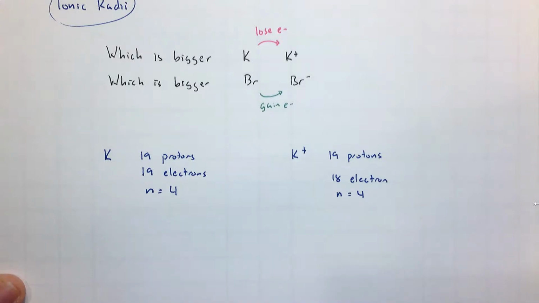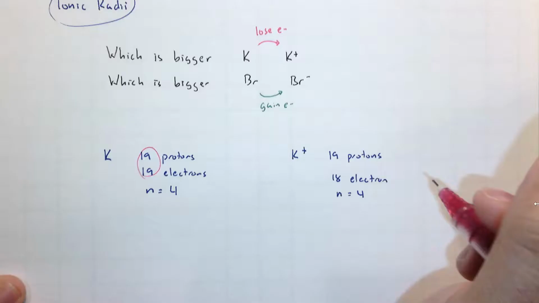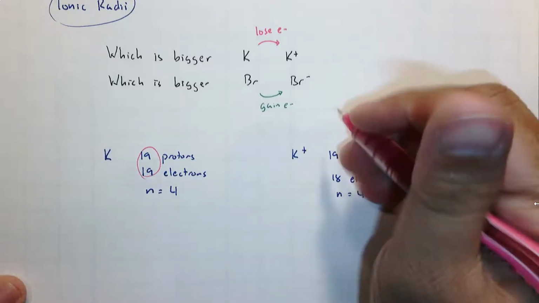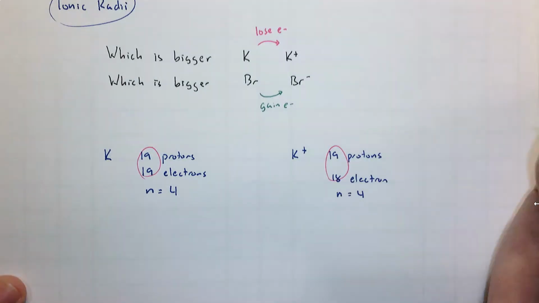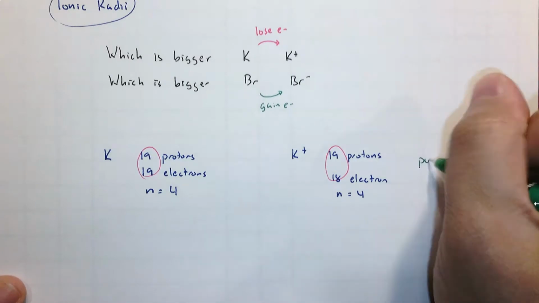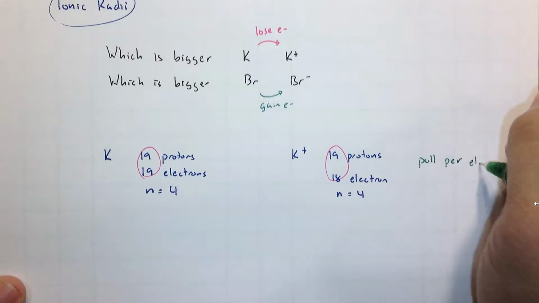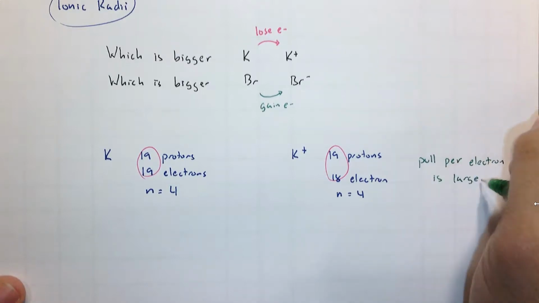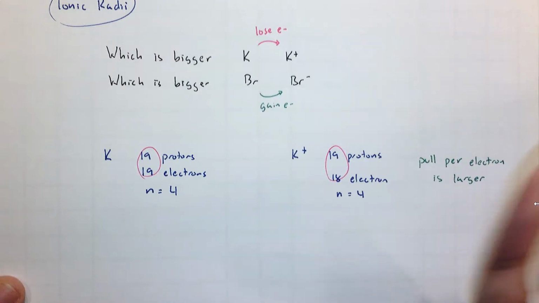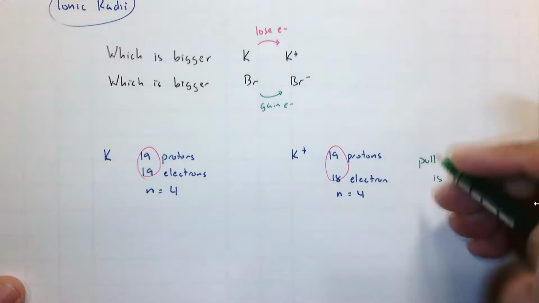Well, look at this. Here we have 19 protons pulling 19 electrons. But in this case, we only have to pull 18 electrons. So the pull per electron is larger in this case. The pull, or the attractive force per electron, is larger. If that's true, then the radii becomes smaller because you're pulling those valence electrons closer.